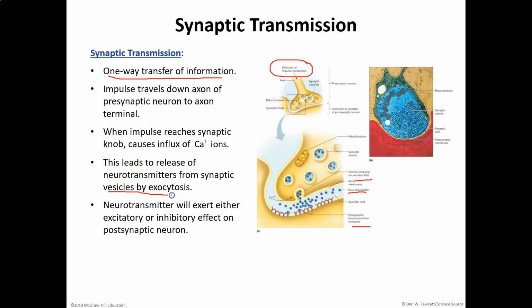Right, so by exocytosis, the neurotransmitter will exert either an excitatory or an inhibitory effect. It doesn't always excite the next nerve cell down the road. Sometimes it inhibits the next nerve cell down the road. So the postsynaptic neuron may be inhibited or excited. You need to understand that concept.